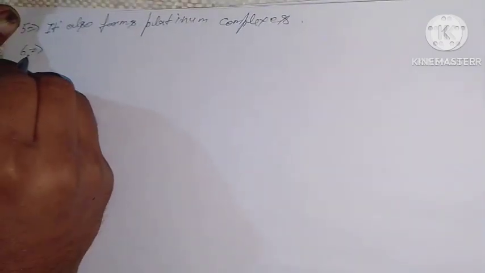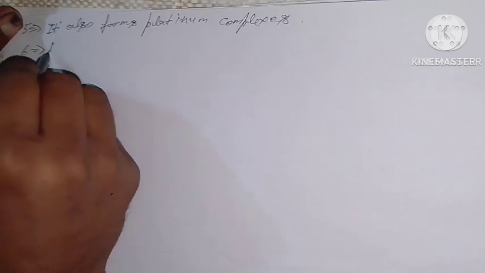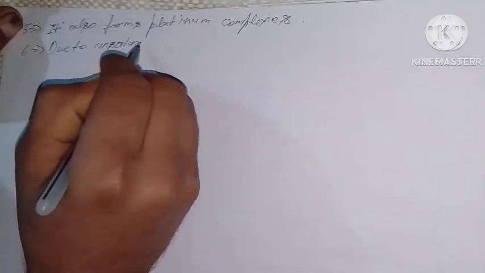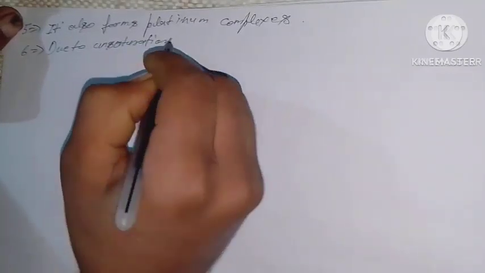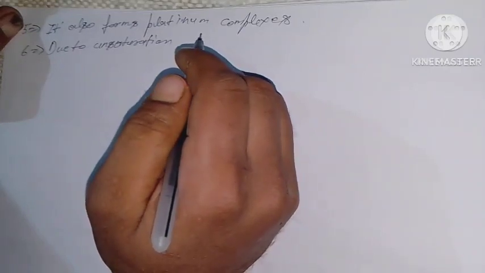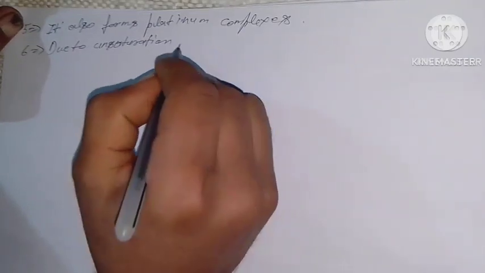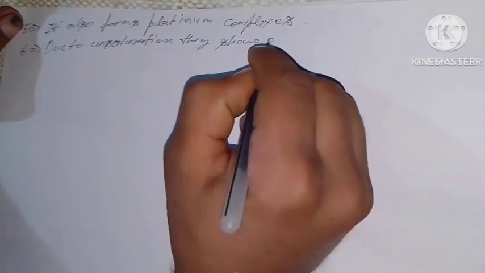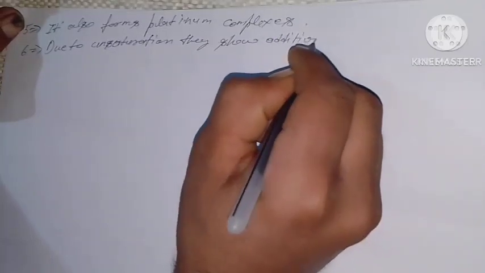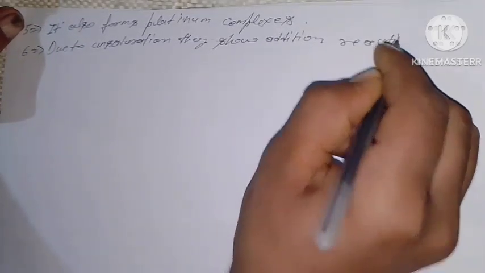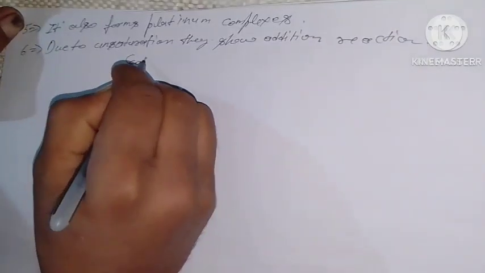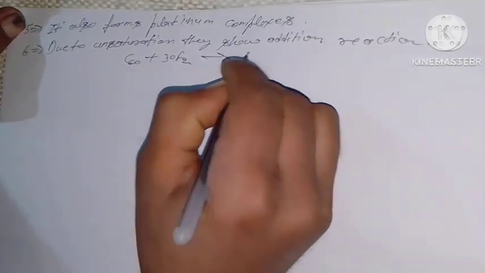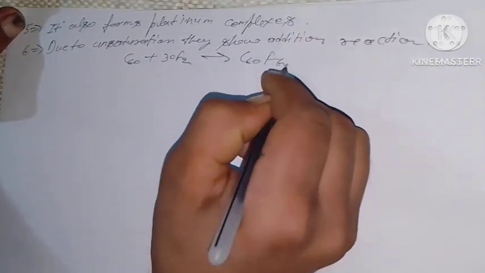Due to unsaturation, they show addition reactions. C60 plus 30F2 makes C60F60.